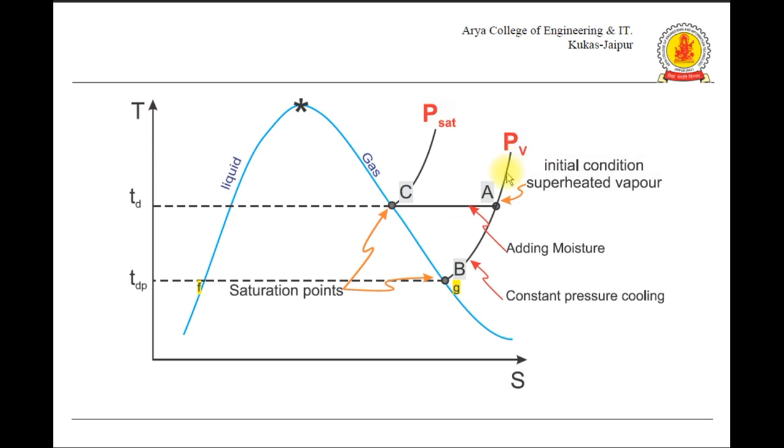Another thing is that from point A, if we go to point B, here we are going on the constant pressure line. How can we do this? We are not adding any more water to it, as the water will increase partial pressure, and we are moving on a constant pressure line. We can cool the air from point A, so we can reach a point B when air starts to condense. This temperature is called dew point temperature.